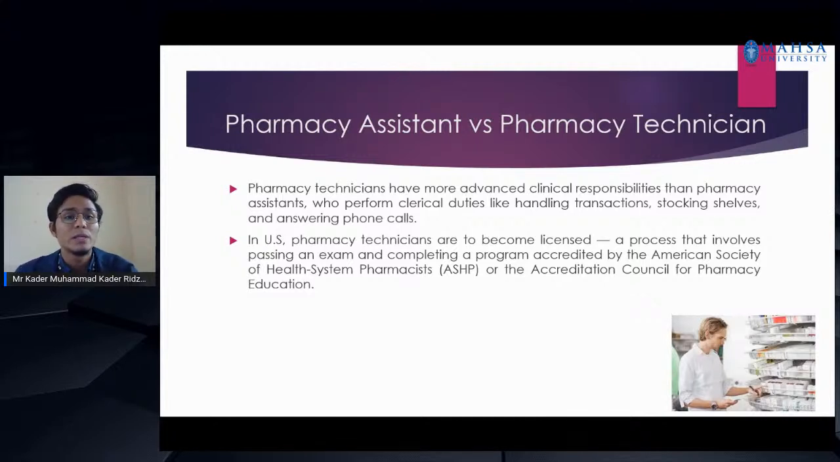Another point: in the United States, pharmacy technicians have to become licensed. The difference between a pharmacy technician and a pharmacy assistant is that pharmacy technicians have their own special license, and this is only as per my knowledge. Only the United States practices the use of the term pharmacy technician, as they have a program that has been accredited by the American Society of Health-System Pharmacists, ASHP, or the Accreditation Council for Pharmacy Education. So it's sort of that the pharmacy technician in the United States can do work like a pharmacist, compared to your pharmacy assistant.